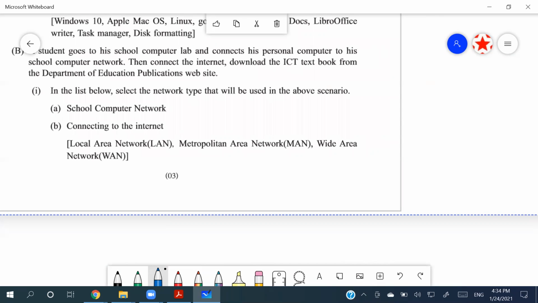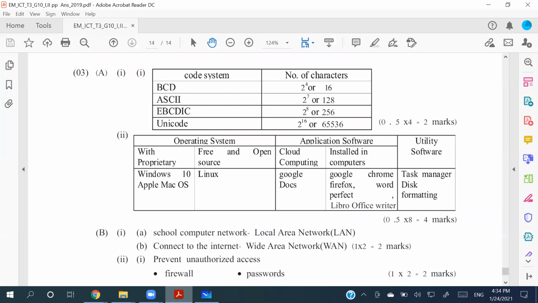Connecting to the internet. Internet is the biggest network. So once anyone is connected with the internet, he or she or that particular device is connected with the largest network of the world, which is called the WAN, wide area network. So A is going to be LAN, B is going to be WAN.